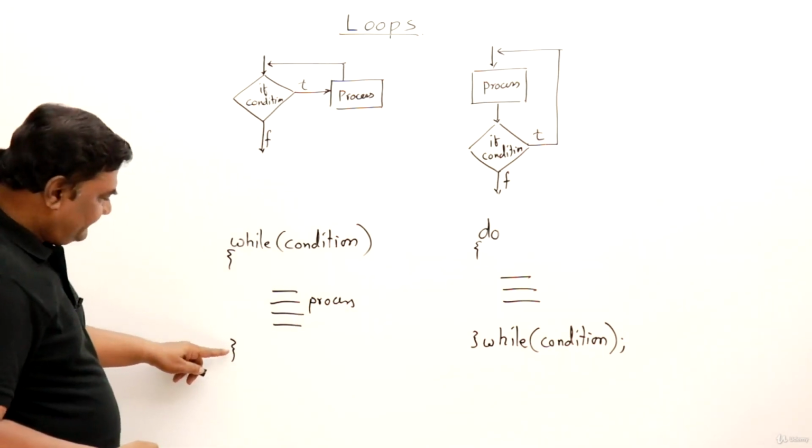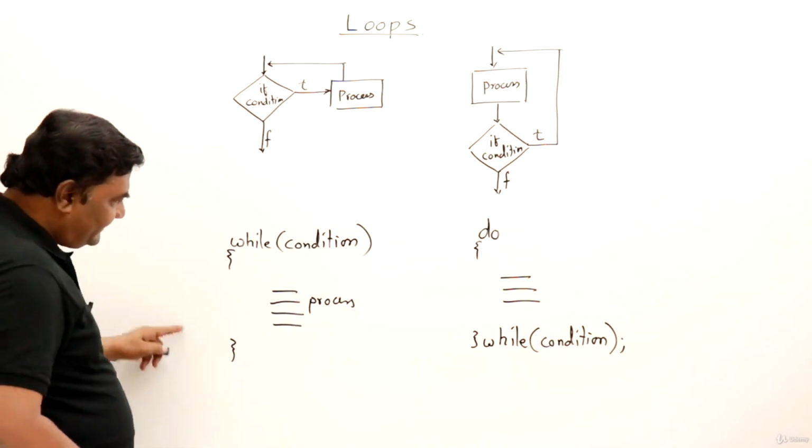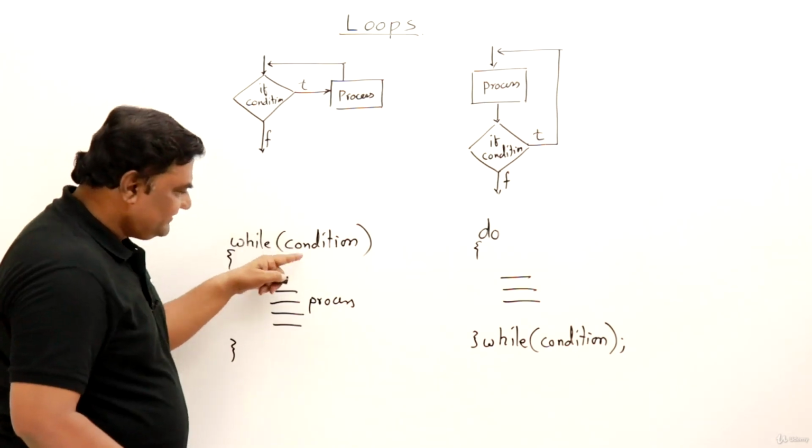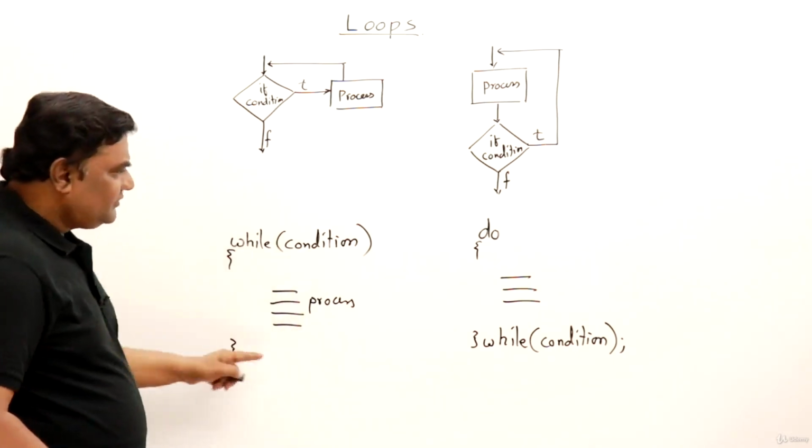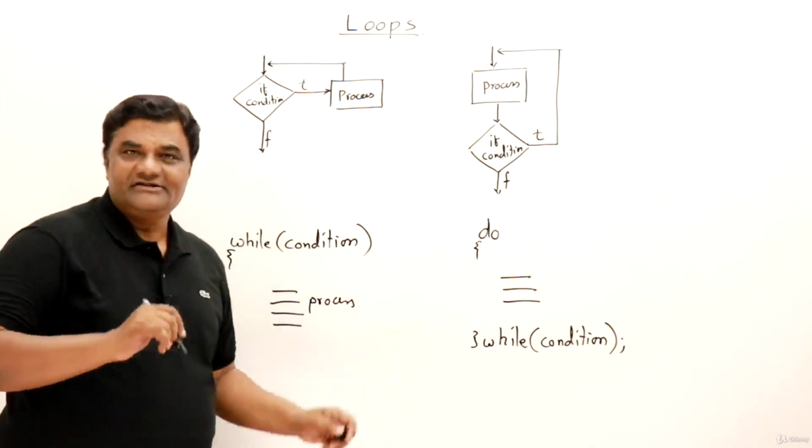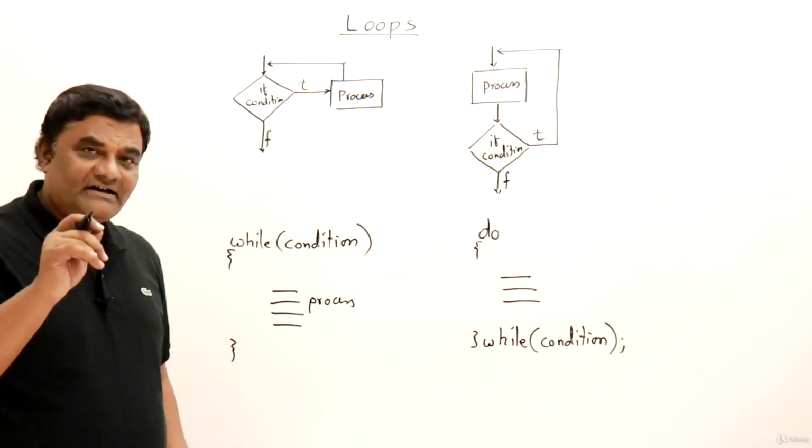Then once it reaches the end of the body, it will again come back and check the condition. If the condition is true, then again execute. So it will go on doing it as long as the condition is true. And it will stop once the condition is false.